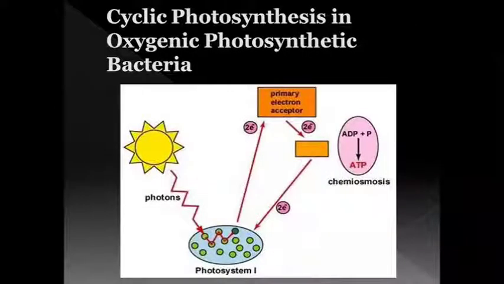Cyclic photosynthesis in anoxygenic photosynthetic bacteria. Now here we can see that there is involvement of only one particular reaction center, that is photosystem 1, and with the help of chemiosmosis it produces ATP, and there will be cyclic flow of electrons throughout the reaction.